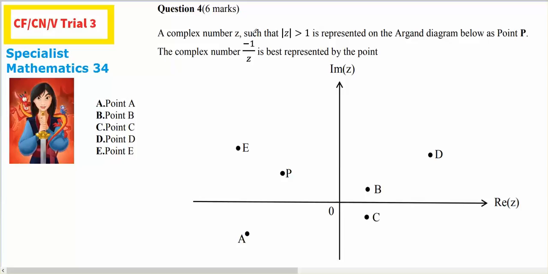This is for Year 12 Specialists. It comes out of the Complex Numbers Circular Functions Vector Trial number 3, question 4. So I've got a complex number here, z. I know that the magnitude of z is bigger than 1.